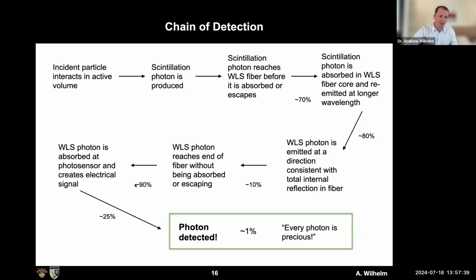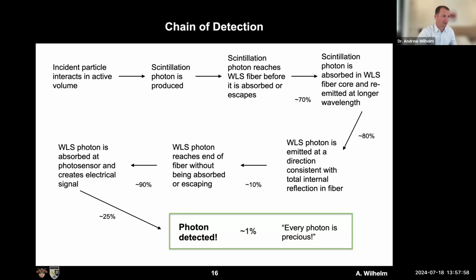This one should be able to be improved in the same way as this 80%, just by improving the manufacture of the fibers. This is an ongoing area of research, this 25%, for not just opaque scintillators, but for anybody who cares about detecting photons. It's an active area of research.